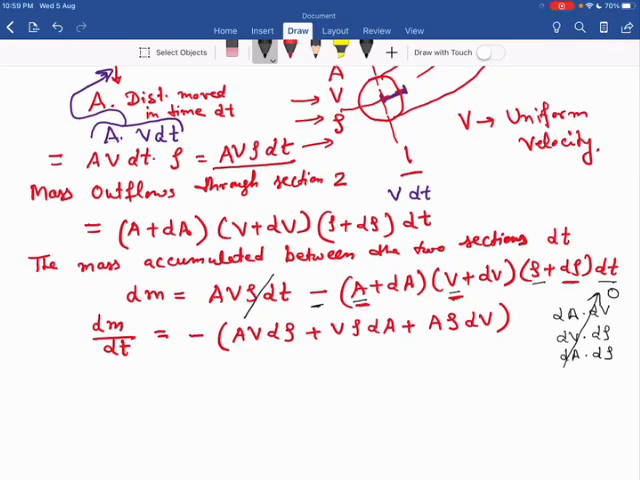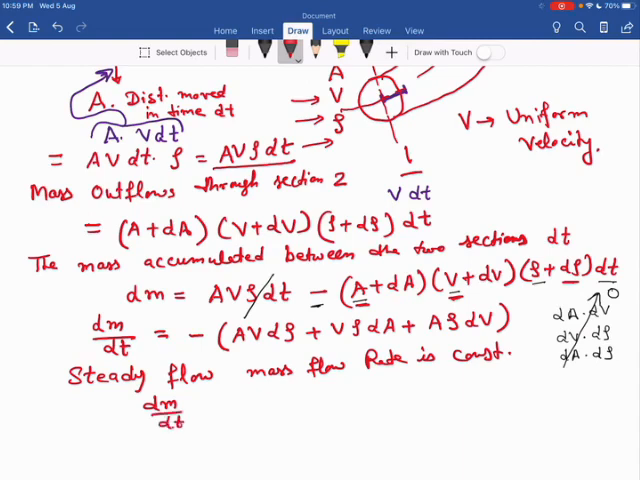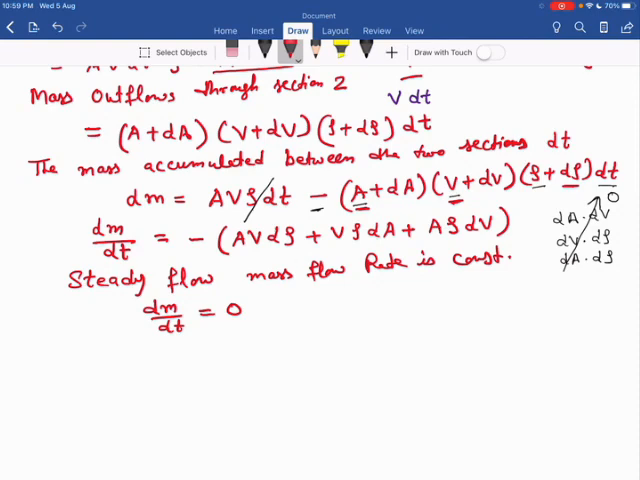Further, in case of steady flow, as we already studied, the mass flow rate is constant. Therefore, dm by dt is 0 for steady flow. So we again write this equation as A V d rho plus V rho dA plus A rho dV equal to 0. Now we divide all these terms by rho A V.